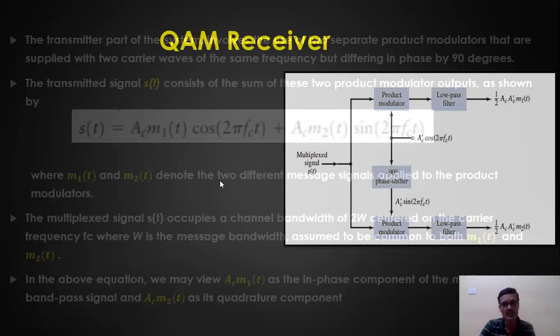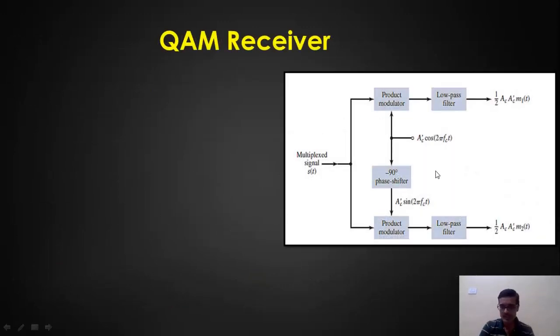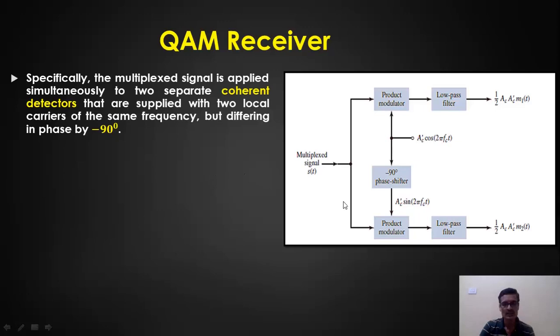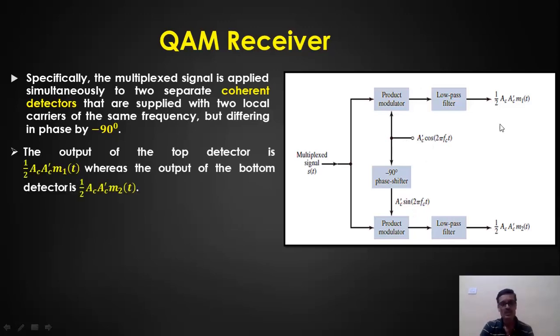Now these signals are given to the receiver again. So this is your receiver block diagram where the S of t is given. It's a coherent demodulation technique that I'm using over here with the two different quadrature carriers. Now the output of this is given by half of Ac dash M1 of t. The output of the bottom channel coherent detector is half of Ac dash M2 of t, where Ac dash is the amplitude of this carrier, which can be a different amplitude, but the frequency and the phase of both the carriers, in the receiver and the transmitter, should be the same, synchronized or coherent all the time.